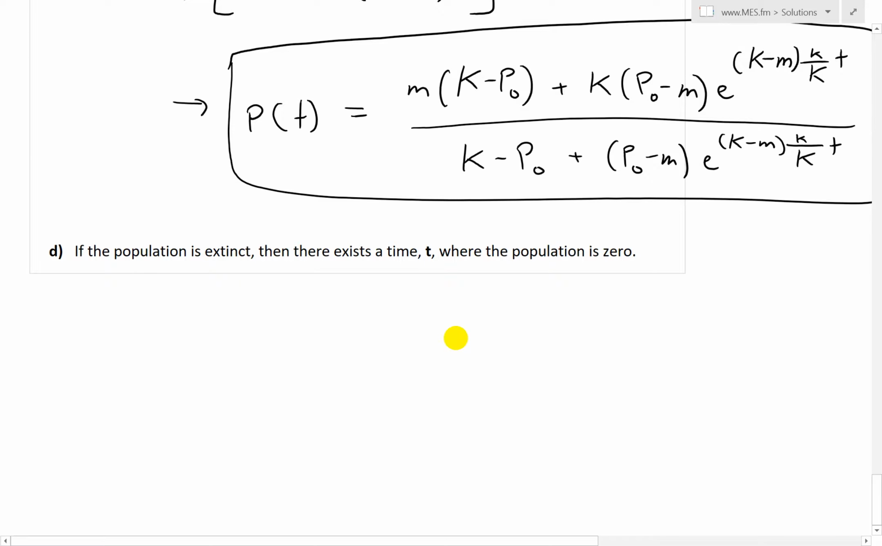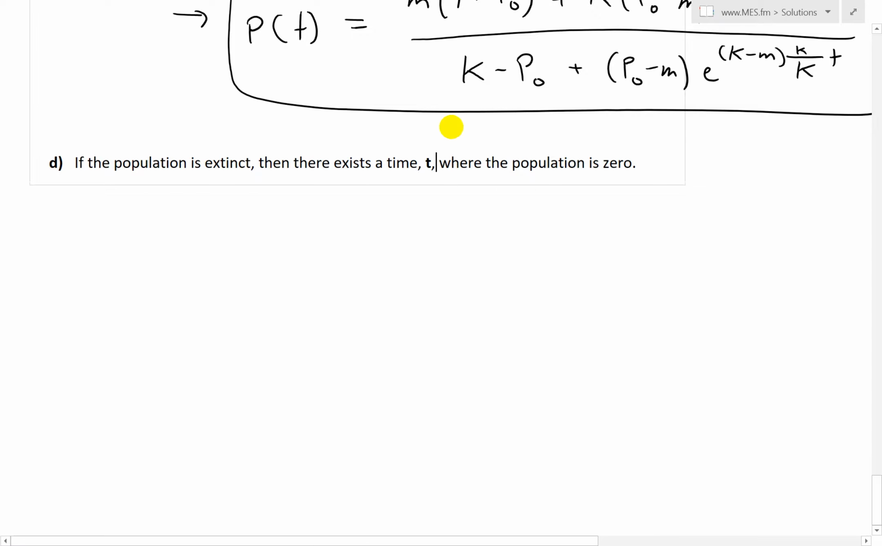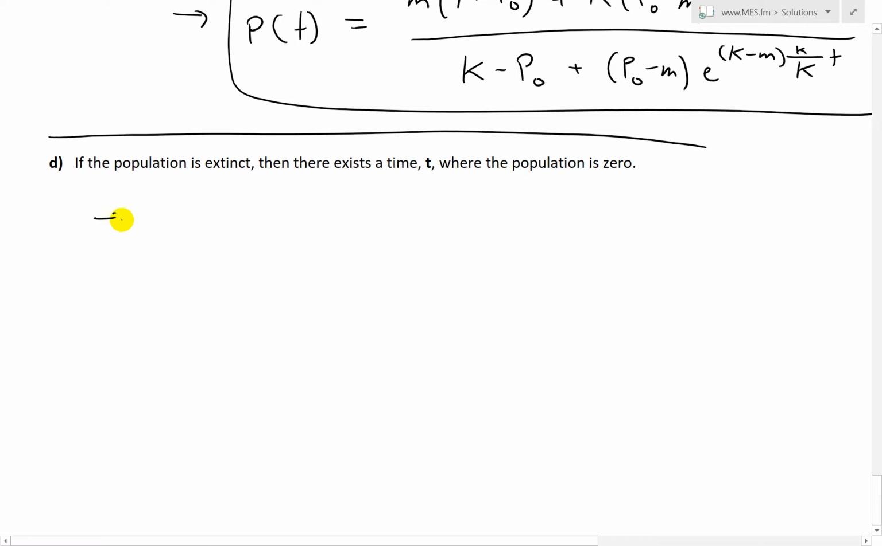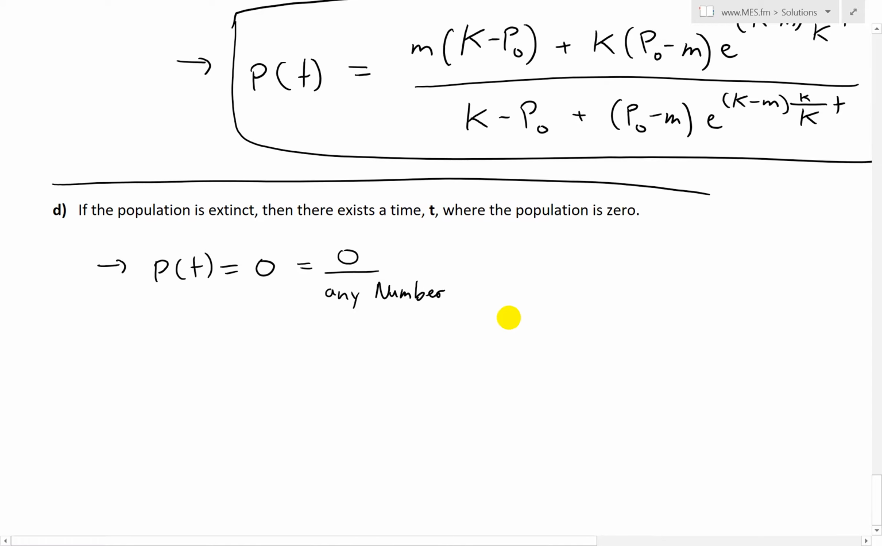In part D, if the population is extinct, then there exists a time t where the population is 0. So that's basically what it means if it's extinct. In other words, we have P of t equals 0. This means it's extinct, and this is the time t. That's all we need, any time t where it's 0. What I'll write down is, well, this is the same thing as writing 0 divided by any number. That's why we look at the numerator only, because the denominator and numerator are pretty complicated.